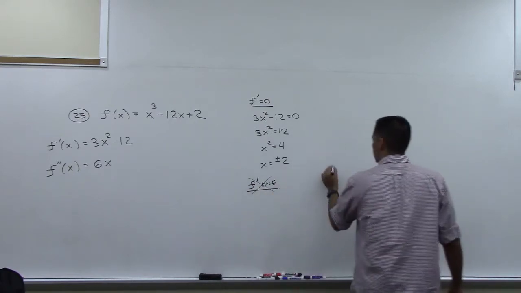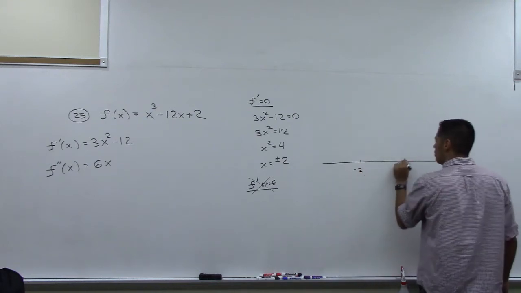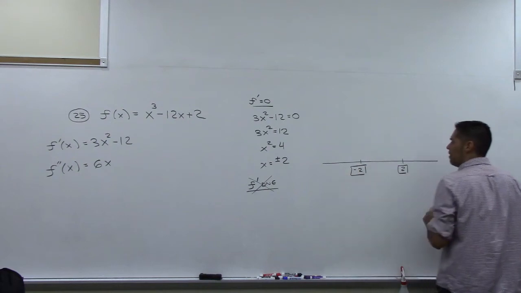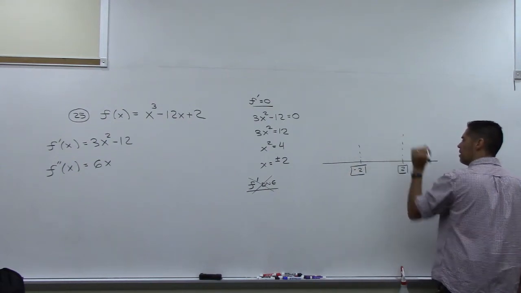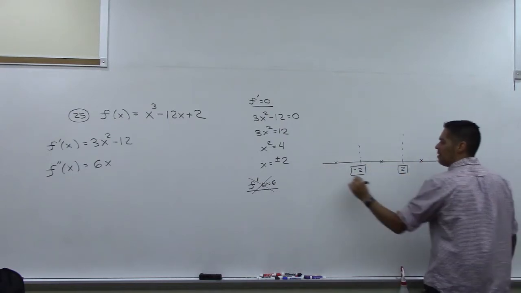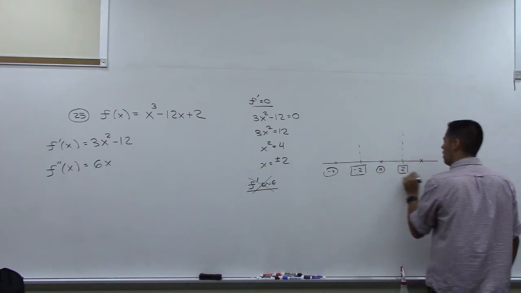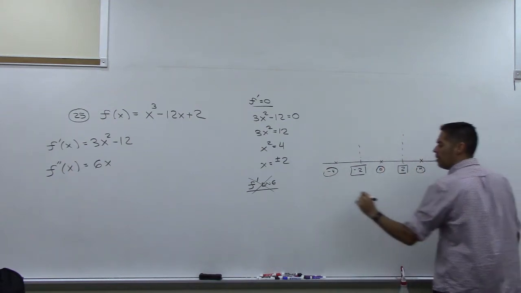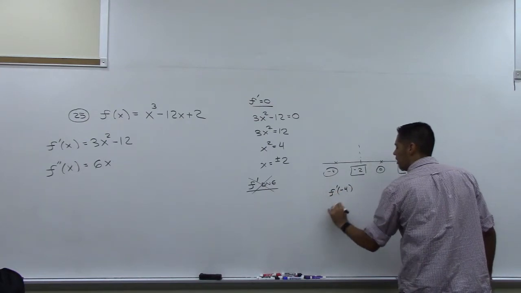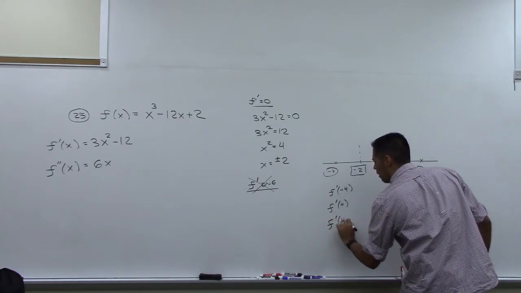So now we go about setting up the number line. We place our -2 and our +2. These are critical numbers. And then that breaks our number line into 3 sections. So I'm going to pick some test points. So how about like -4, 0, and 4. And I'm going to plug those numbers into the derivative. So I need f prime of -4, f prime of 0, and f prime of 4.